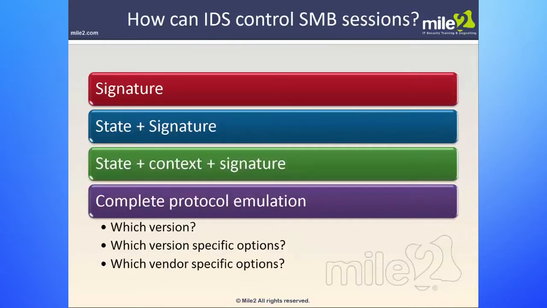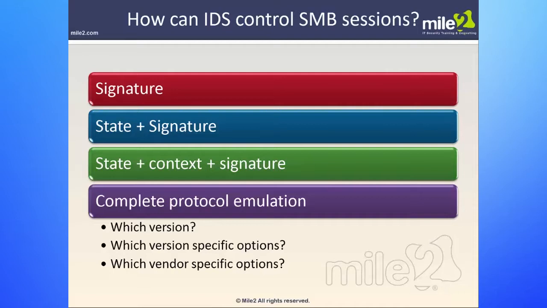So what else have we got? How can an IDS control some of the SMB sessions we have going on? Keep in mind, this is mainly done through the use of a signature. It also goes along with the state and the content, the context in this case, and a signature as well. So overall, we need to somehow get complete protocol emulation going.